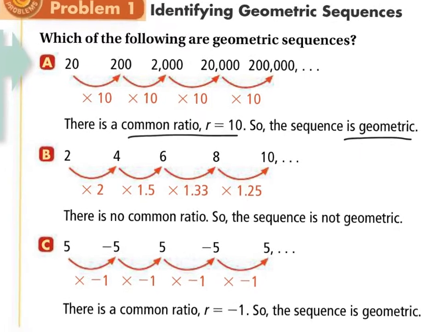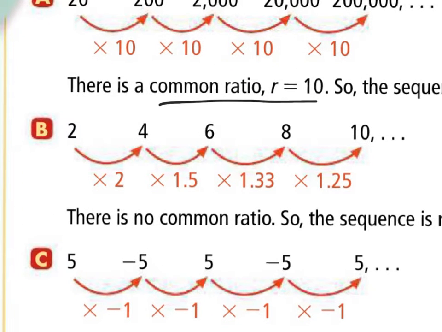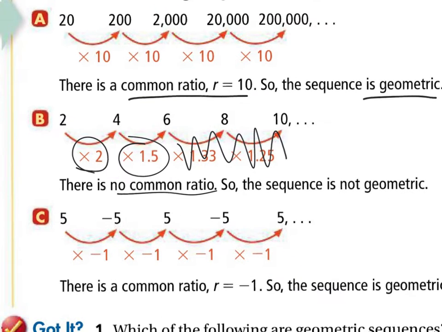Part B, if you look at that, we're trying to multiply to get from one thing to the next. So we know 2 times 2 is 4. 4 times 2 is not 6. We would have to do 4 times 1.5. You could do 6 divided by 4 to figure out what number you're multiplying by there. The point is these are not the same. First they were multiplying by 2, and then they're multiplying by 1.5. You really don't even have to do the rest of this. If they're not all the same numbers they're multiplying by, we don't have a common ratio, and then it's not geometric. So this is not geometric.